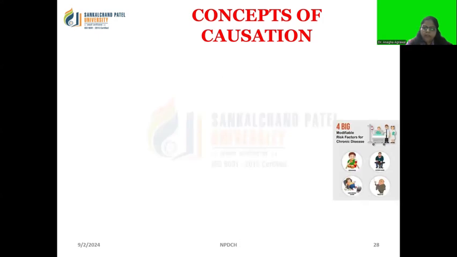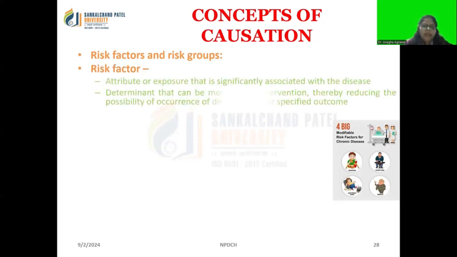Okay. So the next concept is about risk factors and risk groups. Now, what do you mean by risk factor? It is an attribute or exposure that is significantly associated with the disease. So, a risk factor is significantly, every time, associated with the disease. For example, we take the example of dental plaque. Unless there is dental plaque, there is no dental caries or periodontal disease that can happen. So, dental plaque is a risk factor for the development of dental caries and periodontal disease.